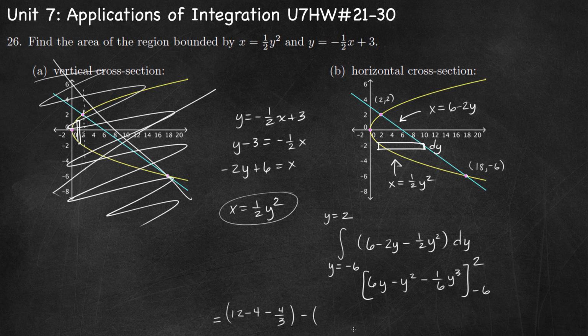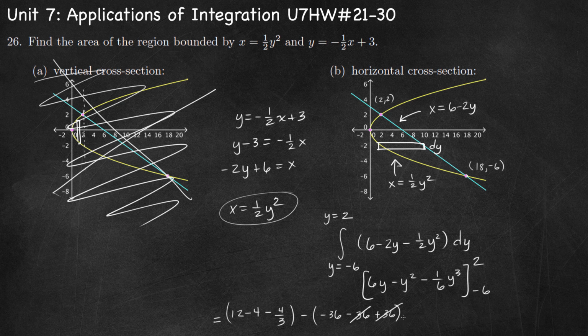When I sub in negative 6, we get negative 36 minus 36 minus 1/6 times 6 times 6 times 6 is minus 36. Wait, let me check my signs on that again, because it's negative 6. Okay, so the negative 6 and the negative 1/6 cancel out, and then I still have 2 more negative 6's, so that's going to be plus 36.